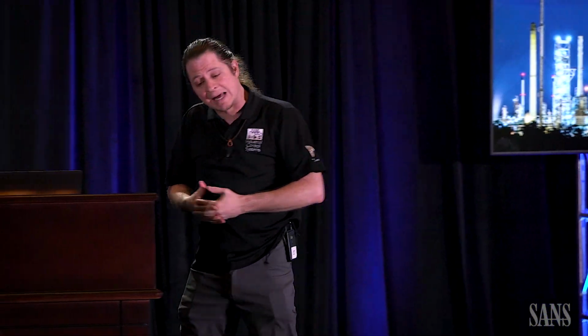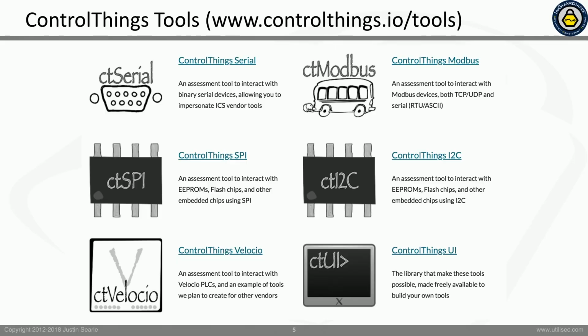I'm trying to tackle this problem. I have some tools that are currently out, and they are available to download right now, right? Now, they are not fully complete to that entire master dream list. I will show you exactly where they're at in just a second. But these are some of the tools that I currently have out that are publicly available. You can download them at controlthings.io.